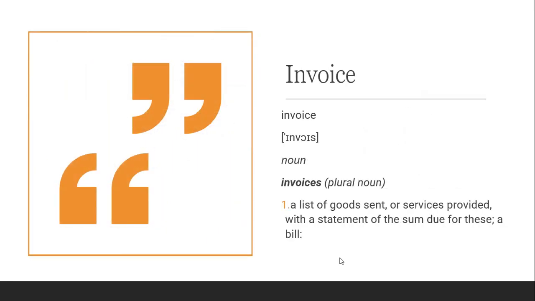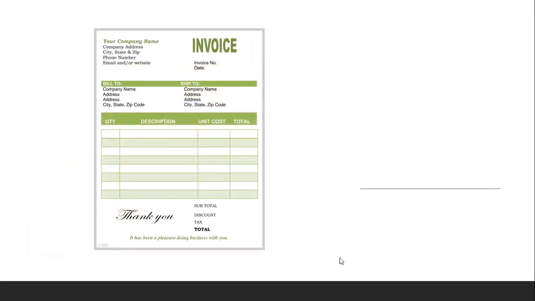Now let's look into an invoice. An invoice is a list of goods sent or services provided with a statement of the sum for these, a bill. An invoice is basically a bill. If you purchase this and this and this amount of goods, you need to pay this amount. It's basically a summation of all your transactions that you have to pay for. This is an example of an invoice that you would usually find at a store. You could find this anywhere. You usually find this at any business shop. This is an example of an invoice.